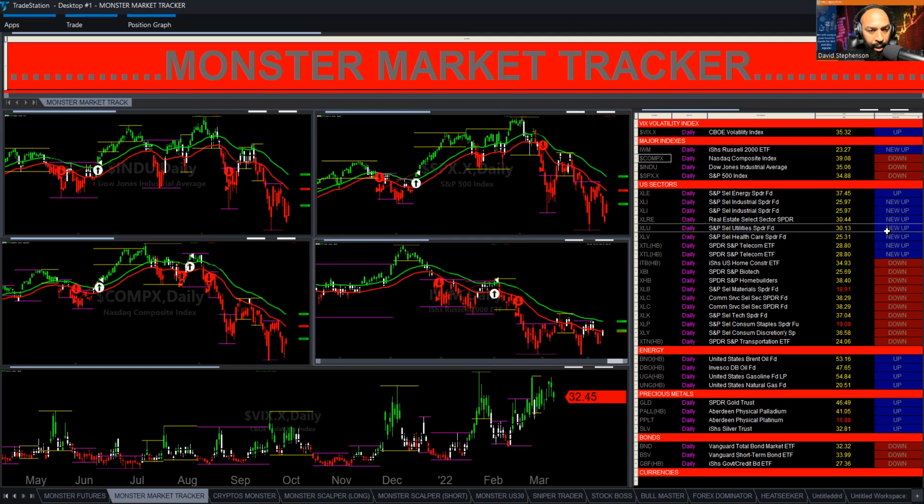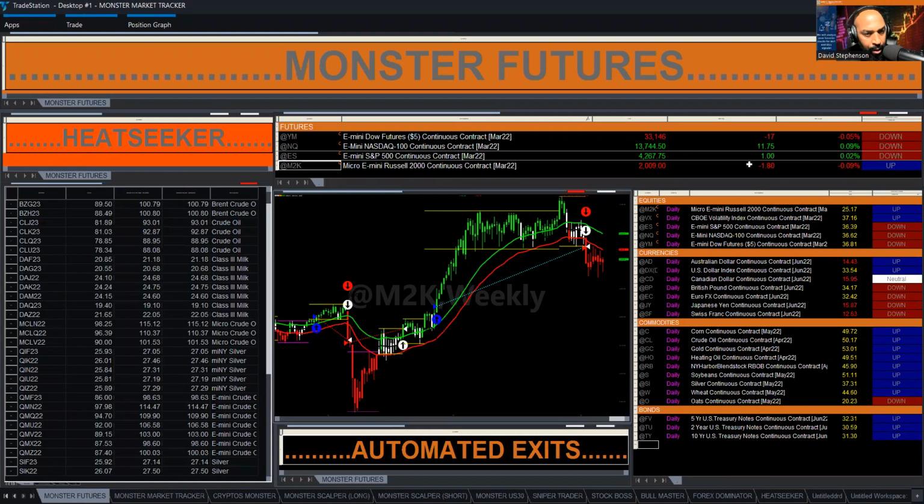Whenever we see buying coming into these sectors right here, that sometimes means there might be a reversal. So we might see some more buying coming into the market. So just be careful, be nimble, be flexible. Futures are slightly up right now, so we could see some more buying coming in.